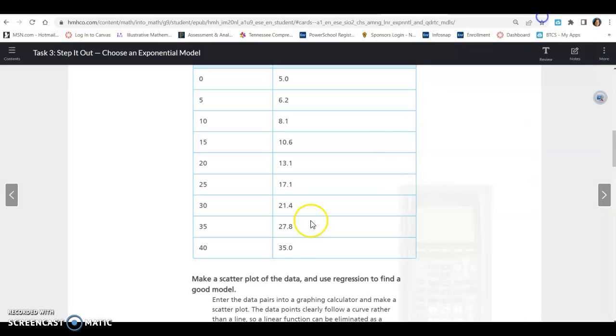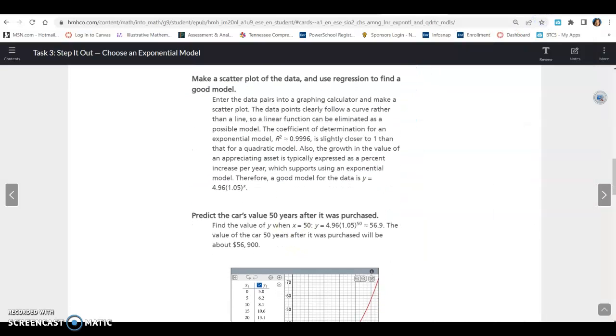So let's see what the rest of this says. All right, so it says make a scatter plot of the data and use regression to find a good model. Enter the data pairs into a graphing calculator and make a scatter plot. The data plots clearly follow a curve rather than a line. We could see that. So a linear function can be eliminated as a possible model. The coefficient of determination for an exponential model, r squared, is about 0.9996. So that's a very good model for exponential.